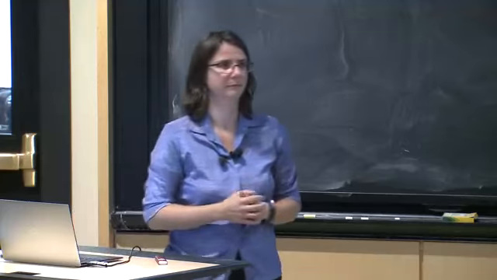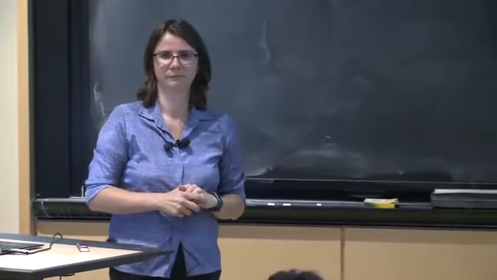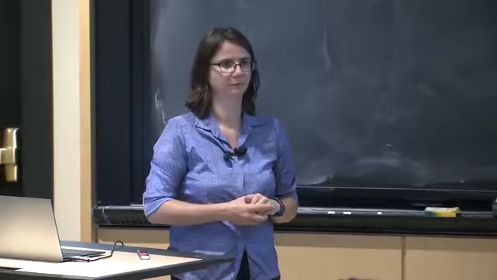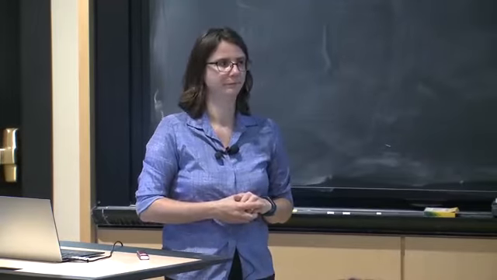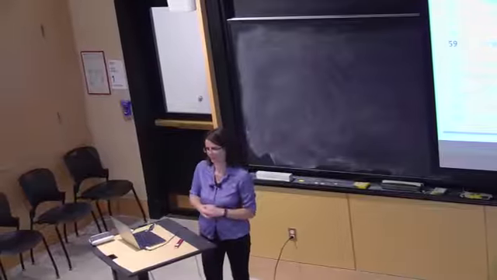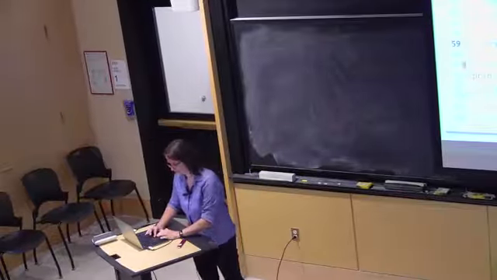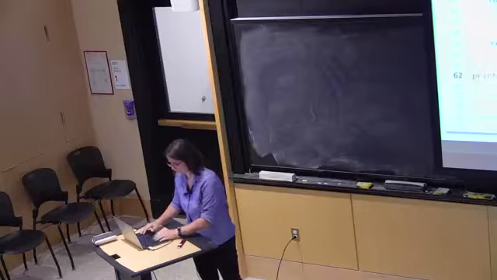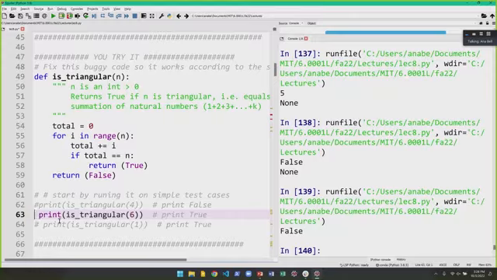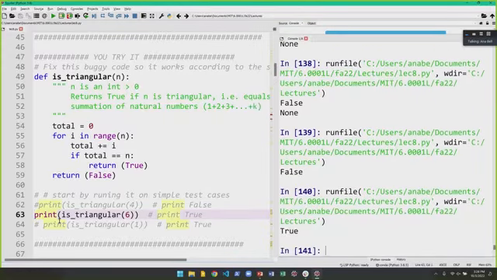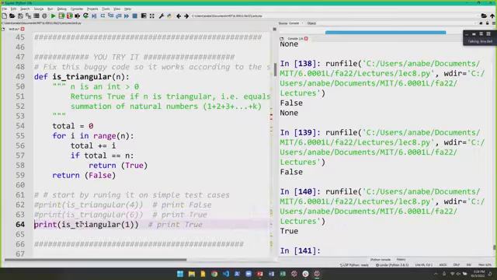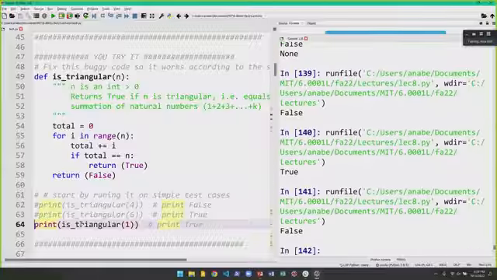What should we do next? Yes? Check the rest of the print statements. It doesn't work for one. Yes, exactly. Let's check the rest of the print statements. So the second one, 6 is triangular, so that prints true. And the last one, as you mentioned, is going to fail on us. It prints false, but 1 is triangular, right? Because 1 is just the sum of 1.